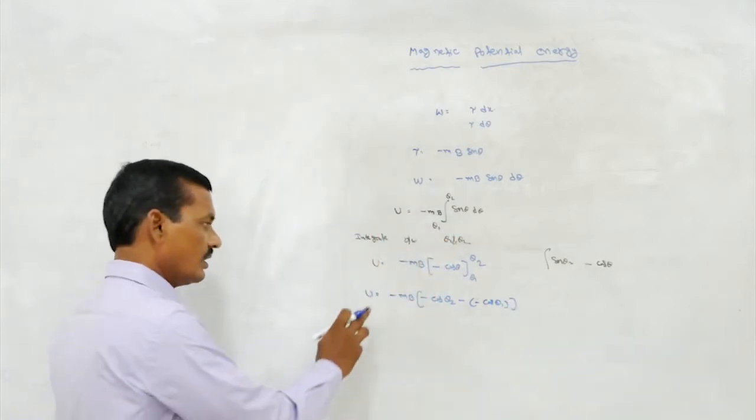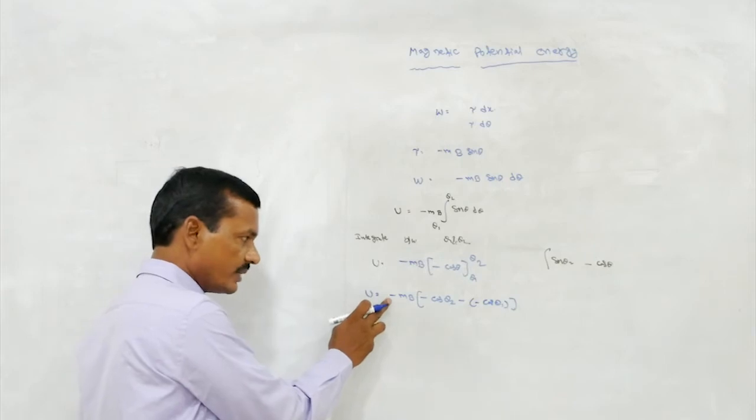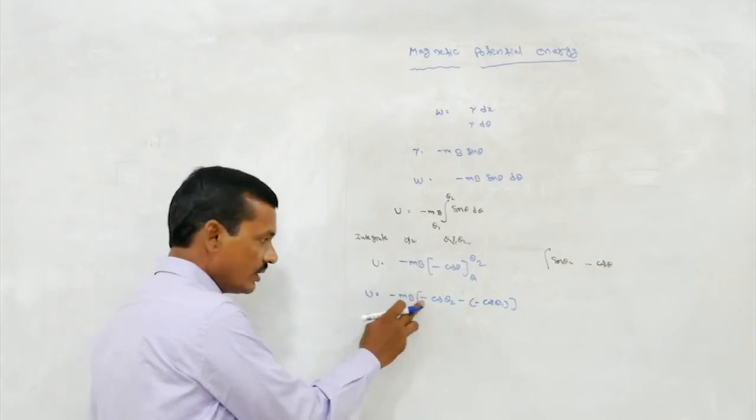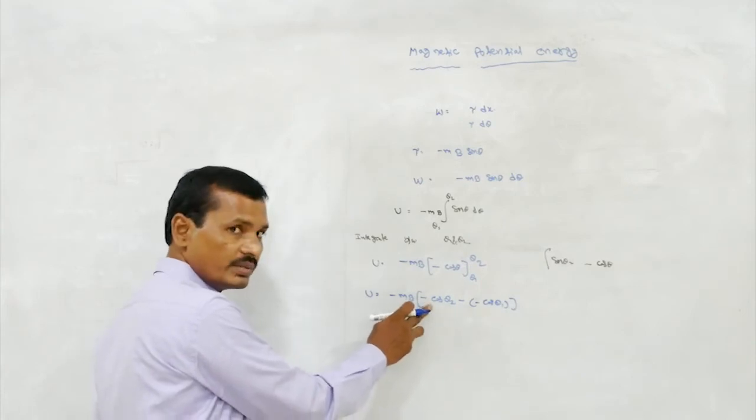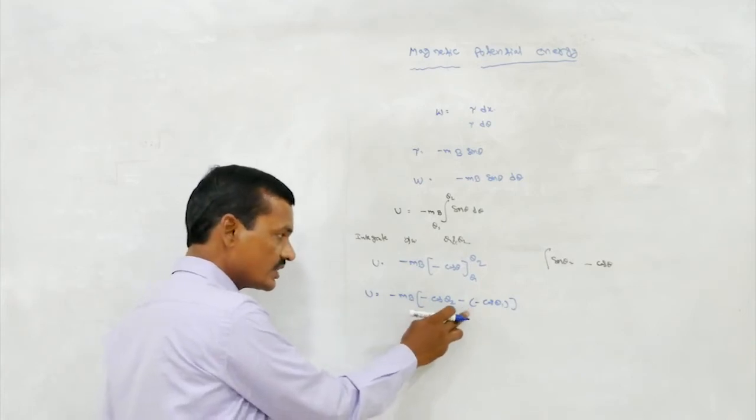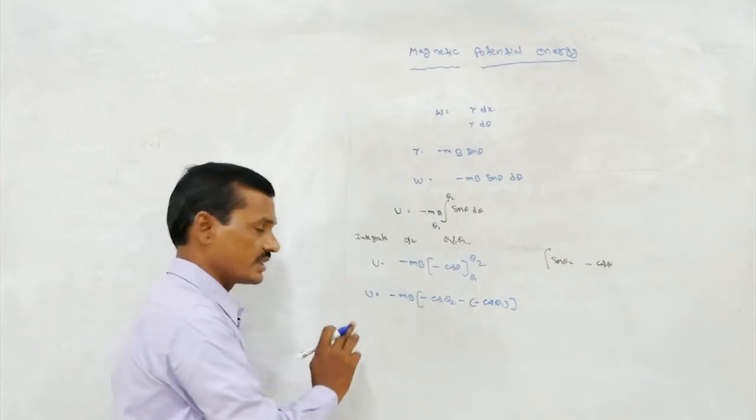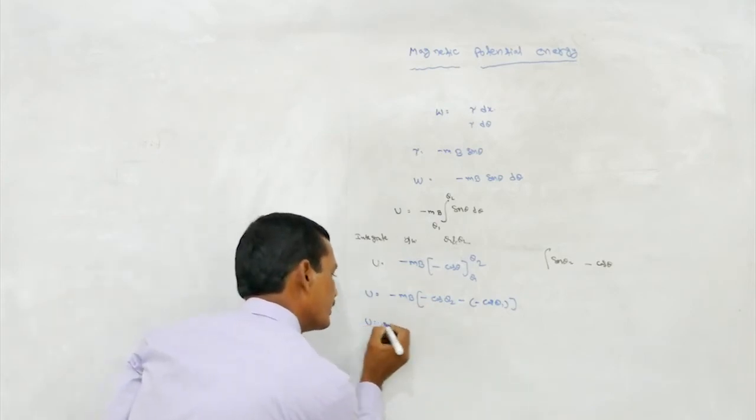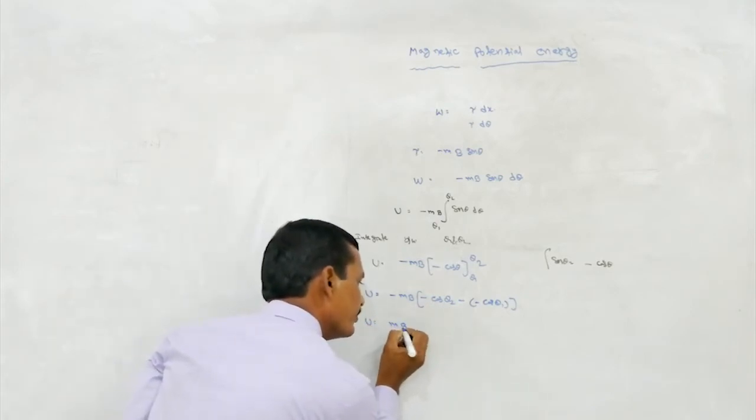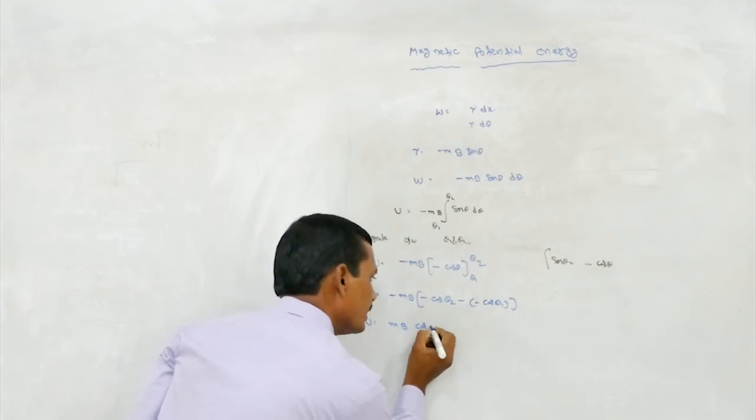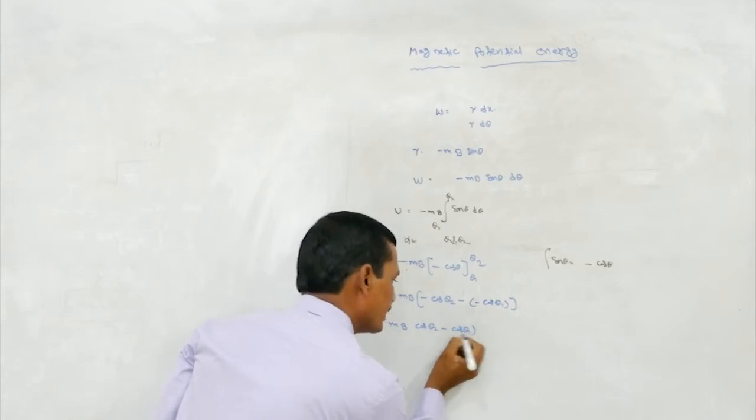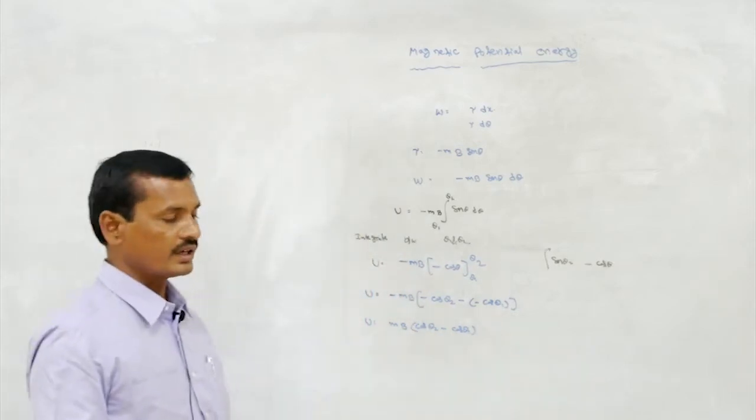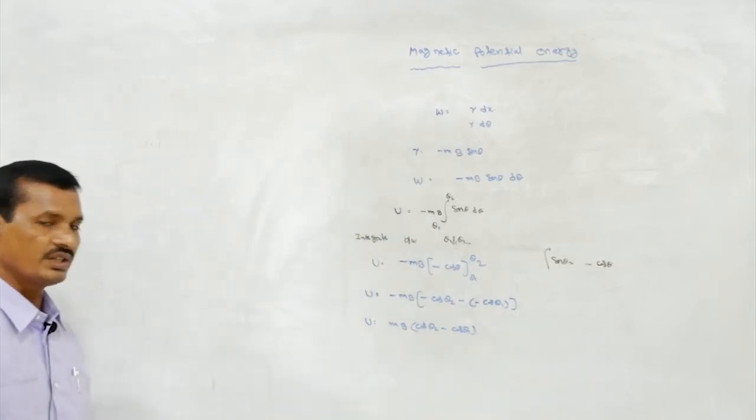Now I have to multiply this minus with both these terms. What happens? Within the bracket, the signs will change. Minus becomes plus. That's why U equal to mb into cos theta 2 minus cos theta 1. This is magnetic potential energy.